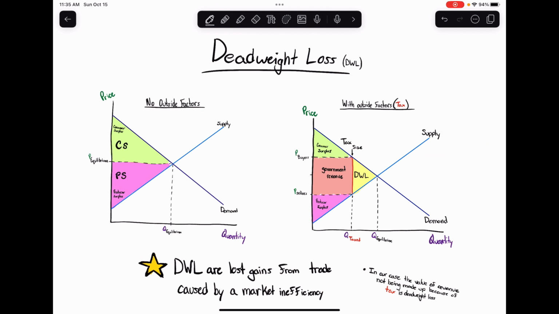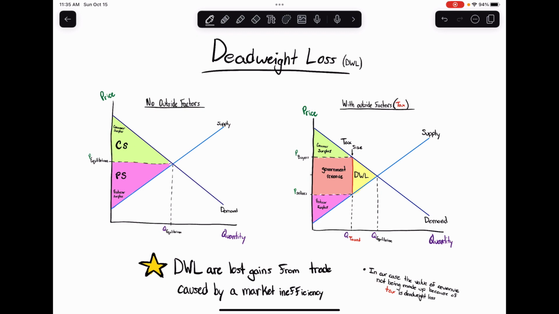So knowing what we know, how do taxes create a deadweight loss? Well, in short, deadweight loss is lost gains from trade caused by market inefficiency. In our case, the value of revenue not being made up because of tax. Notice the difference between the two graphs presented. On the left is a market with zero interventions. We only have consumer and producer surplus. And on the right, we see a market with the intervention of government tax. As a result, deadweight loss occurs because of the market inefficiency.